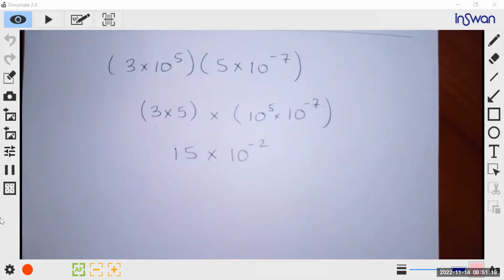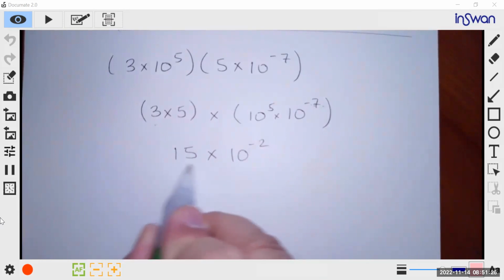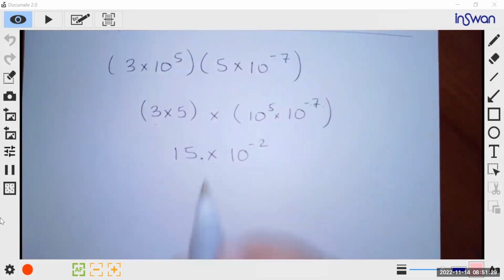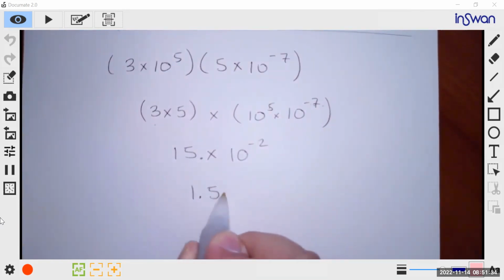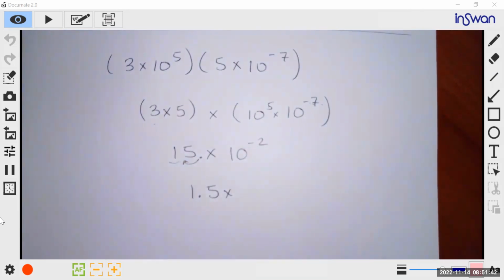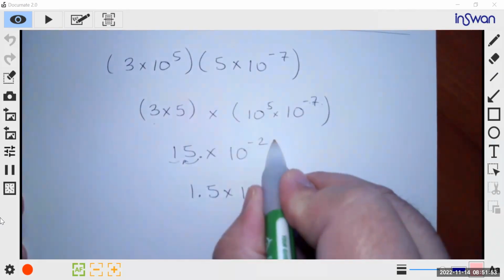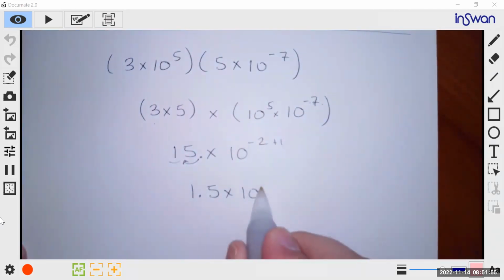Are we done? No. Is this scientific notation? Where's the decimal here in this number? It's after the 5. Where should it be? In scientific notation, only one number is in front of the decimal. So since we moved it one to the left, do we add or subtract that one space? So what's the answer going to be? So negative 2 plus 1 is negative 1.